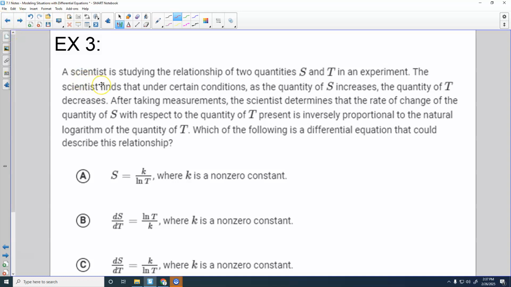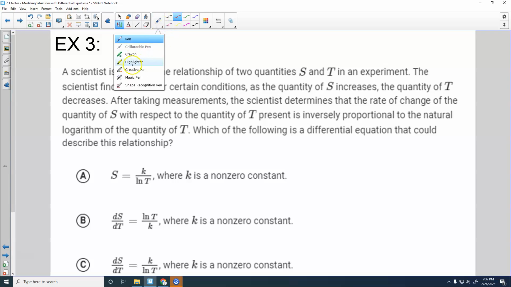For 3, a scientist is studying the relationship of two quantities, S and T, in an experiment. The scientist finds that under certain conditions, as the quantity of S increases, the quantity of T decreases. After taking measurements, the scientist determines that the rate of change of the quantity of S with respect to the quantity of T is inversely proportional to the natural logarithm of the quantity of T. Which of the following is a differential equation that could describe the relationship?